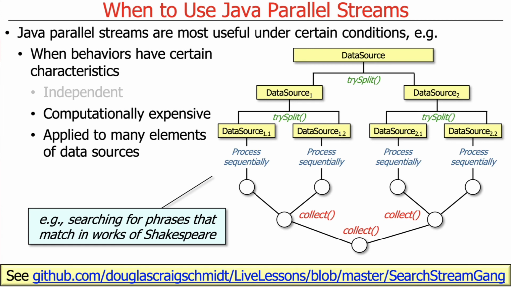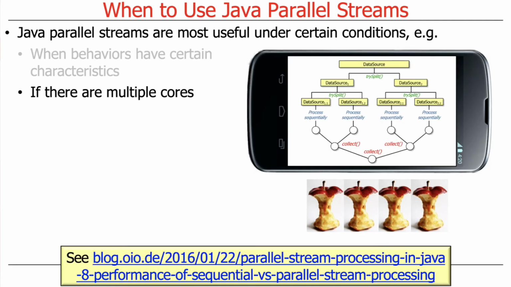So as we saw before, searching for phrases that match in the works of Shakespeare is a good example where there's a fair amount of processing time to match each phrase, and there's a large number of phrases, and there's a large amount of input, so N and Q are big.